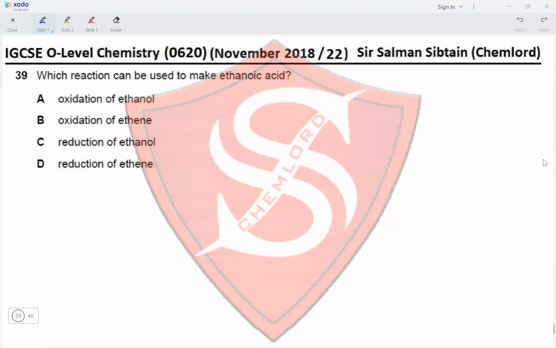Question 39. Which reaction can be used to make ethanoic acid? So, ethanoic acid can be made by oxidation of ethanol. Yes, ethanol is oxidized to ethanoic acid. Oxidation of ethene. Ethene is not oxidized to form ethanoic acid. Reduction of ethanol. Ethanol cannot be reduced to ethanoic acid. It can be oxidized to ethanoic acid. And reduction of ethene. Ethene will not be reduced to ethanoic acid. It will be reduced to ethane. So the correct option for this question is option A.